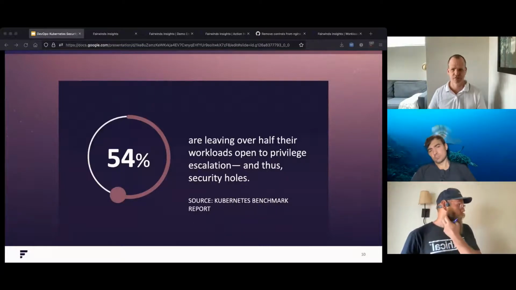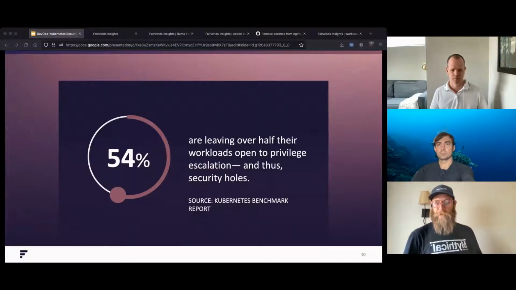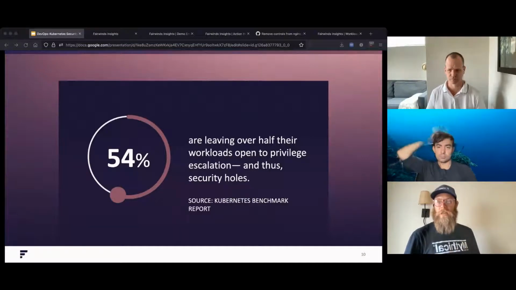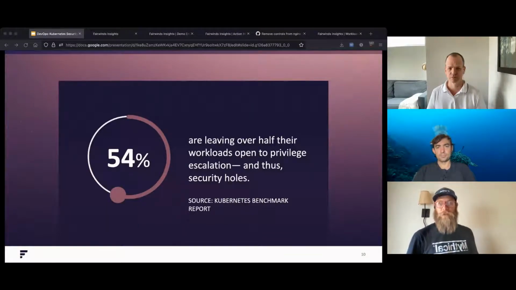It's important to note one of the things, because we as a company have seen lots and lots of Kubernetes clusters over the years and build software that plays in this space. We've run some benchmarks against what's normal. And we've seen that 54% of organizations are leaving more than half of their workloads open to privilege escalation and thus security holes. So this is one that we were just talking about. It's very common for people to just miss some of these things. And that's because you're going to miss them unless you have great tooling in place.